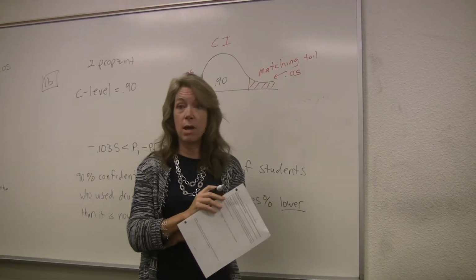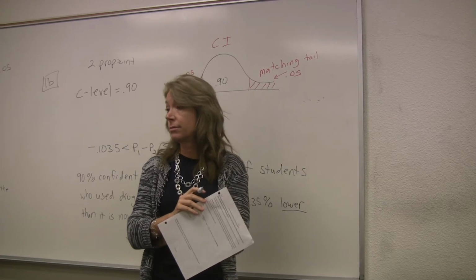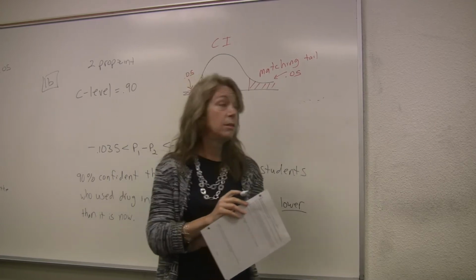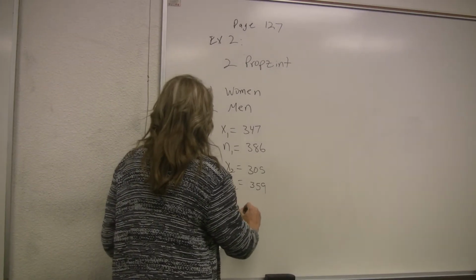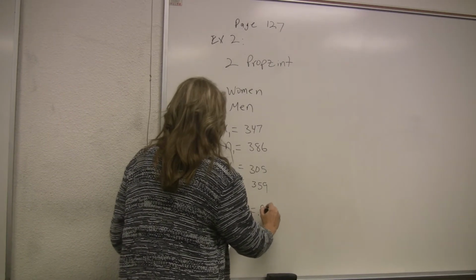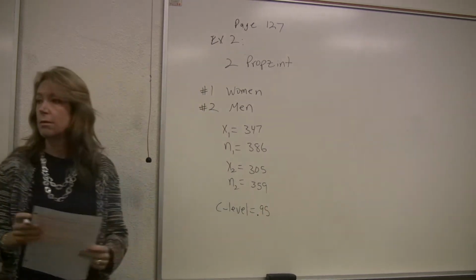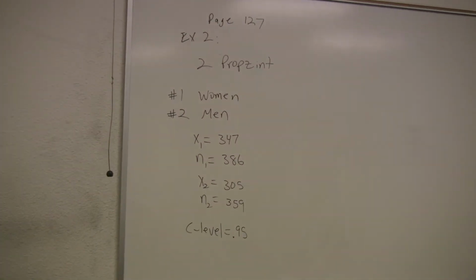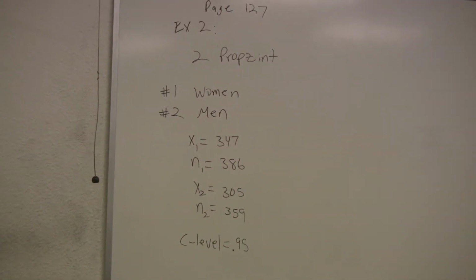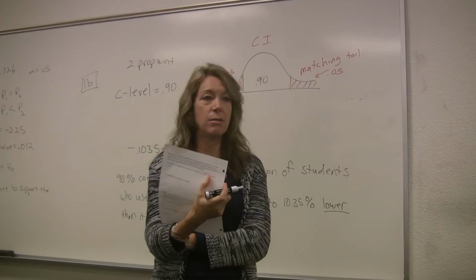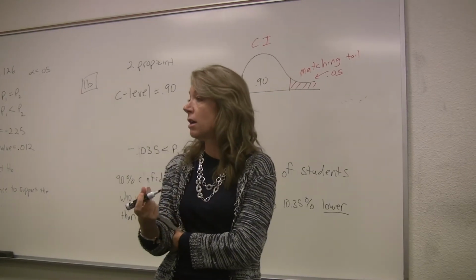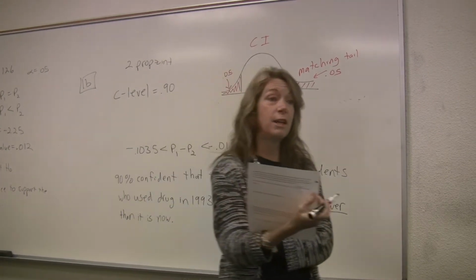And the only other thing it wants is the C level, which they gave us in this problem, of 0.95. We don't have to figure out what it is because it's not tied to a test. It's just find the confidence interval. By the way, if you don't want to use the 2 prop z int, you could use that formula in the middle of the problem there. I'll show you after class for fun if you really want to use it.